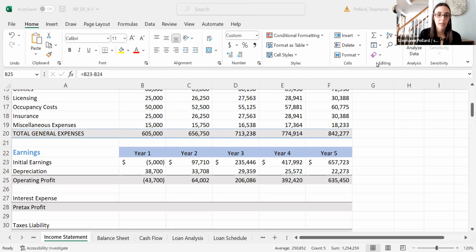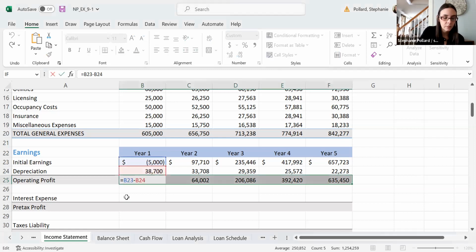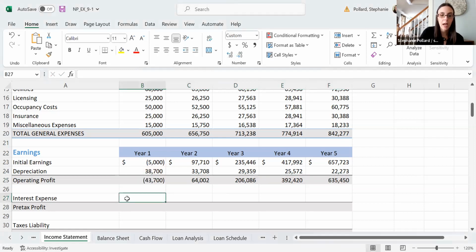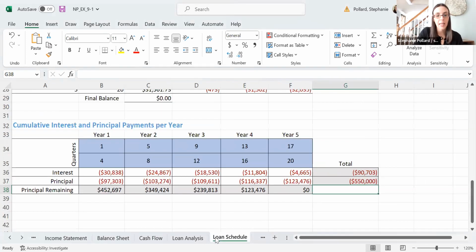The next thing I'm going to bring in here are my interests and some tax information. So in cell B20, I'm looking to bring in my interest expense. If you go back a few videos before, we were looking at our loans and we had calculated previously how much interest we were spending each year on that loan. So I want to bring that data back into my income statement sheet.